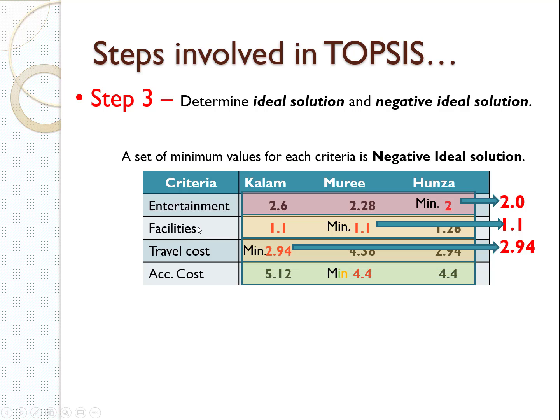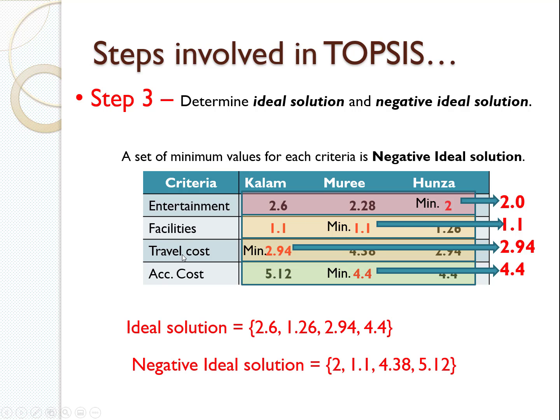Similarly, facility is also a benefit criteria. You need to choose the minimum one. And travel cost, which is a cost attribute criteria, we will choose the maximum because this is the negative ideal solution. So which one is the maximum one? We will choose 4.38. You can see this one, 4.38 is the maximum one. And for accommodation cost, we will also choose the maximum one because this is the negative ideal solution. So the negative ideal solution is the opposite of the positive ideal solution. In the positive ideal solution, we look for the maximum from the benefit criteria and the minimum from the cost attribute criteria. In the negative ideal solution, which is the opposite of the ideal solution, we choose the minimum from the benefit attribute criteria and the maximum from the cost attribute criteria.